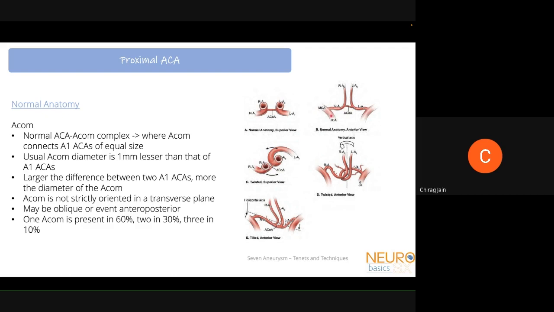The ACOM is not always going to be oriented in a transverse plane. Sometimes it might be twisted and tilted. So it can either be oblique or it might even be completely antero-posterior if one of the A2 ACAs is lying anterior to the other A2 ACA. There can also be multiple ACOM arteries. One ACOM is present in 60%, while in 30% there are actually 2 ACOMs, and in 10% you can have 3 ACOMs.